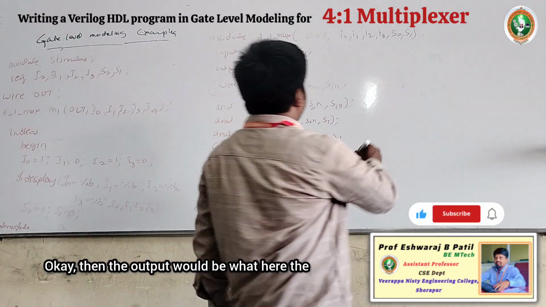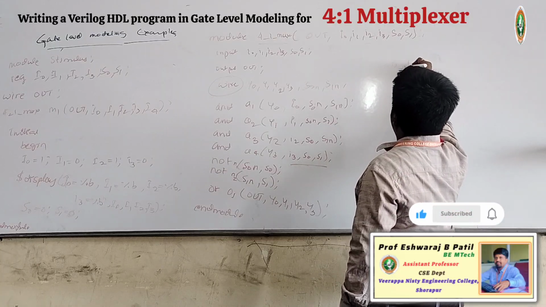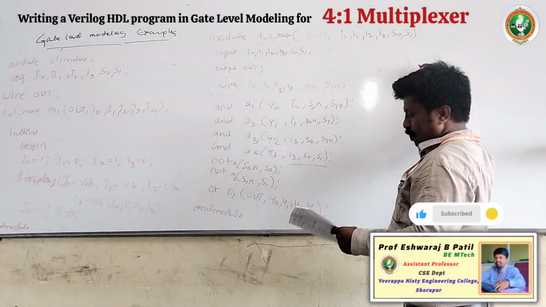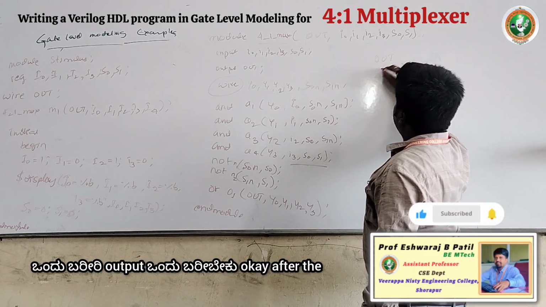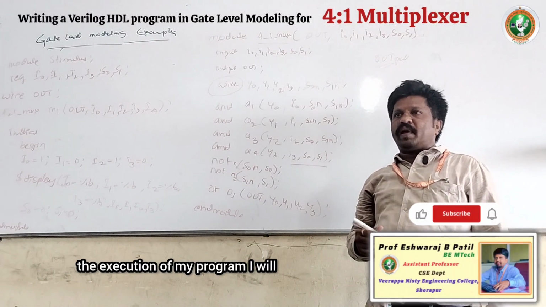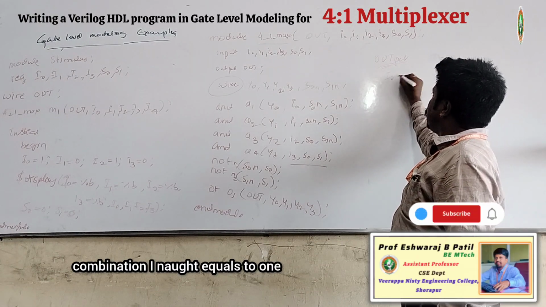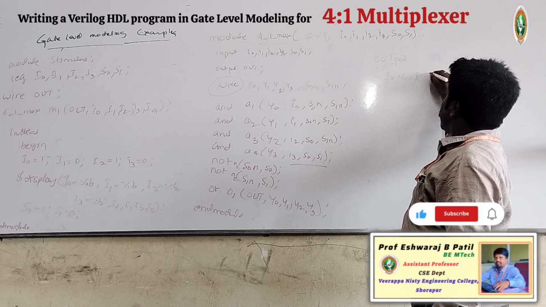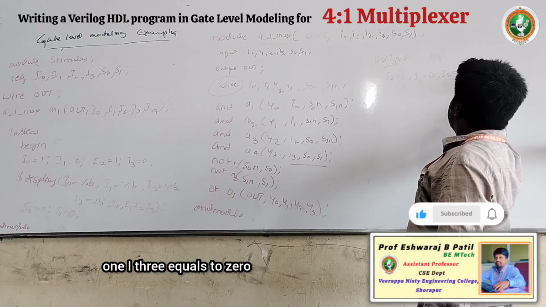Okay, then what would the output be here? I0 equals to output should be written. After the execution of my program, I will get the output here. What is the output combination? I0 equals 1, I1 equals 0. Similarly, I2 equals 1, I3 equals 0.